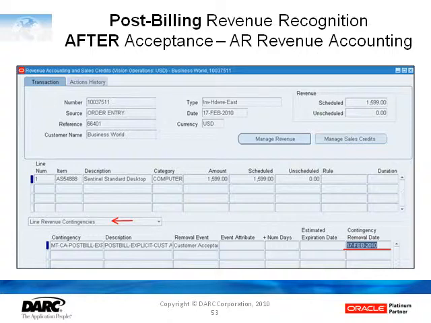This is telling me contingency removal. Someone or programmatically, the date was forced into the system of February 17th, and that's what accepted the transaction and updated the revenue.